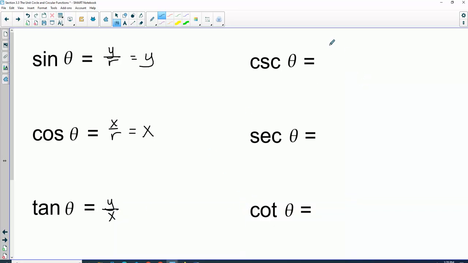Okay, my other functions are reciprocals. Cosecant is the reciprocal of sine, so that's just 1 over y. Secant, reciprocal of cosine, so 1 over x. Cotangent, reciprocal of tangent, so x over y. So we are going to use this to add points on our circle. And then we will finally have the full unit circle.